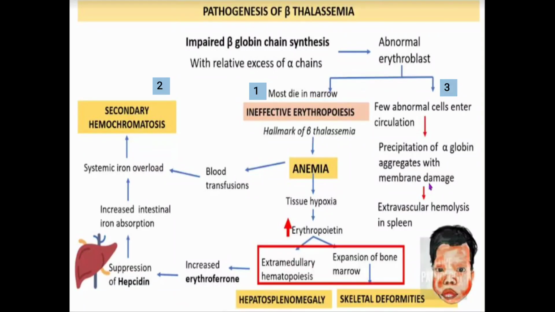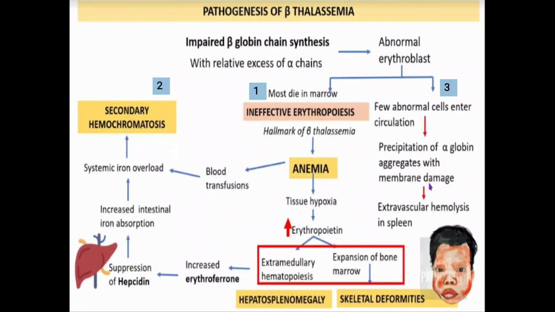So coming to pathogenesis of beta thalassemia, if you can follow this chart, it will be very, very useful. What happens first is there is impaired beta globin chain synthesis, which leads to formation of abnormal erythroblasts that cause ineffective erythropoiesis. Abnormal erythroblasts, that is proerythroblasts, lead to ineffective erythropoiesis.